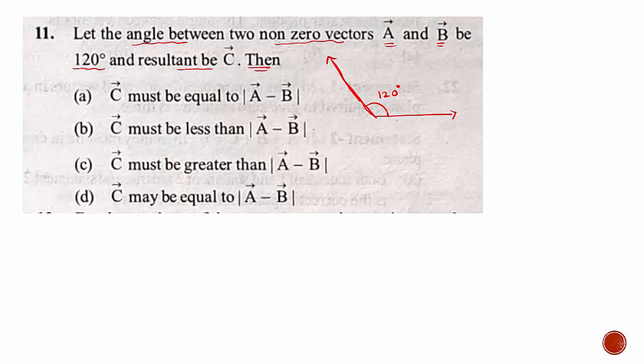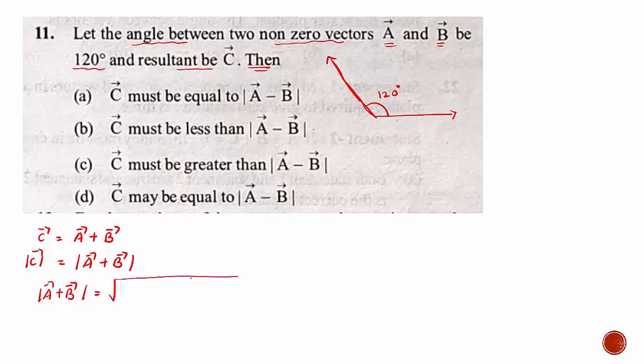Suppose I combine these two vectors, the answer is C. So I am going to write vector C equal to vector A plus vector B. I want its magnitude: mod of vector C equal to mod of vector A plus vector B. If you want mod of A plus B, we can use the equation for the magnitude of two vectors. We already derived the equation, square root of A square plus B square plus 2AB cos theta. This equation you can utilize here.